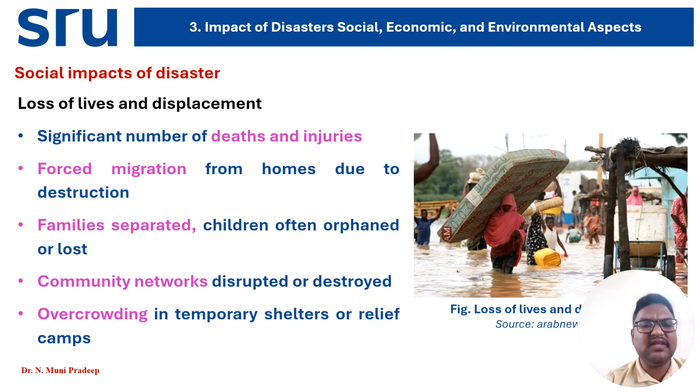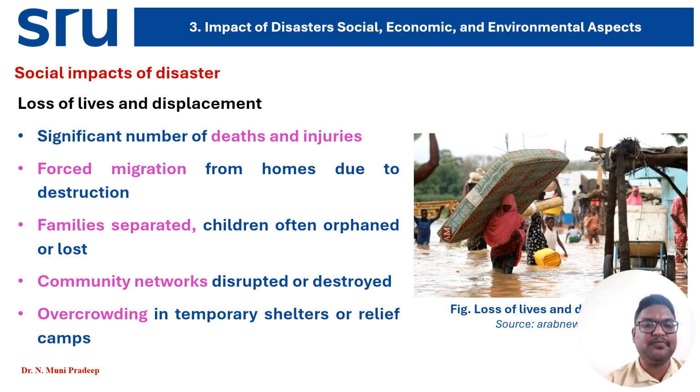India has one of the highest rates of disaster-induced displacement in the world. According to the Internal Displacement Monitoring Centre, millions of Indians are displaced every year due to floods alone, particularly in states like Assam, Bihar, West Bengal, and Odisha. Only due to the floods, many people are displaced.